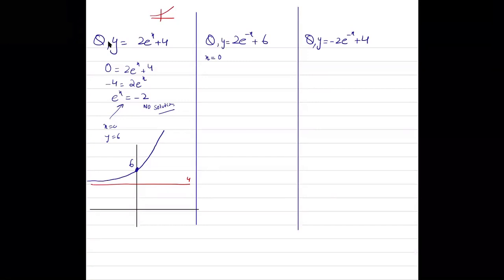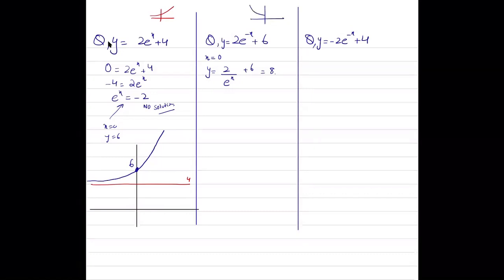So when x is 0, what will be the y value? 2 e to the power of x plus 6. When x is 0, e raised to the power of 0 is going to be 1, and the answer is going to be 8. Do you remember the e raised to the power of minus x graph?